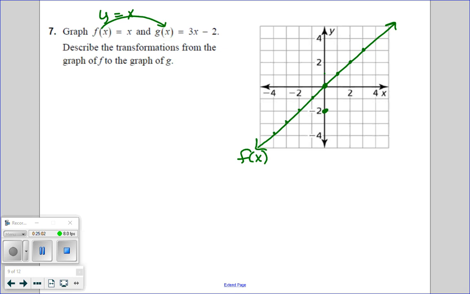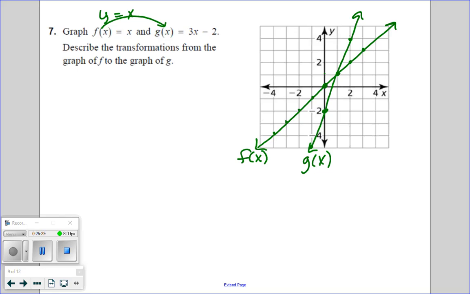-2, and our slope is 3. That tells me from this y-intercept I'm going to move up 3 and forward 1, up 3, forward 1, down 3, back 1 if we need to. And so this guy is over here. There's g of x. And that's fine. We graphed it because they asked us to graph it, and it's good review.